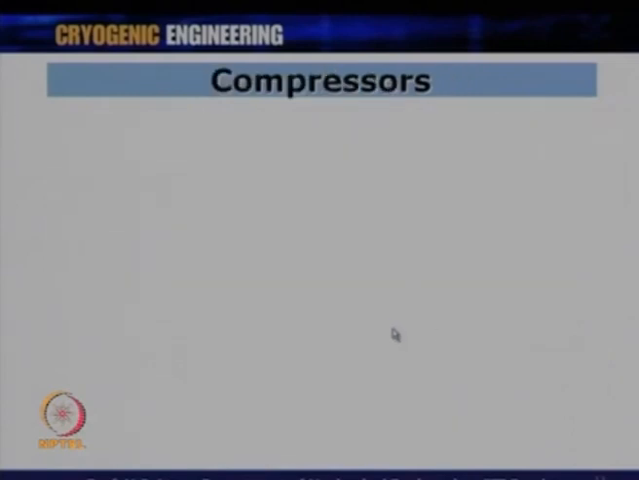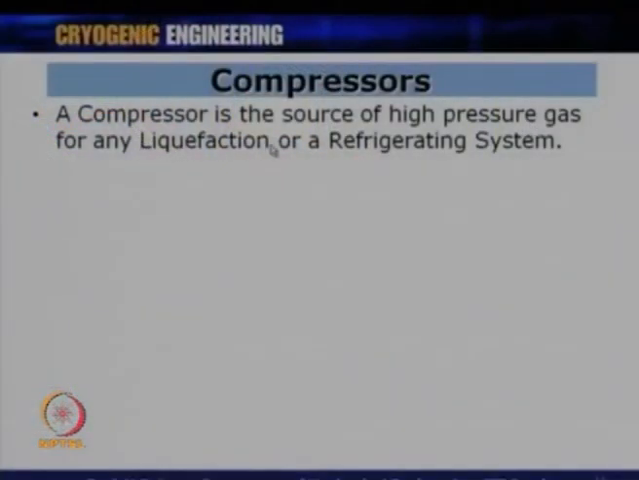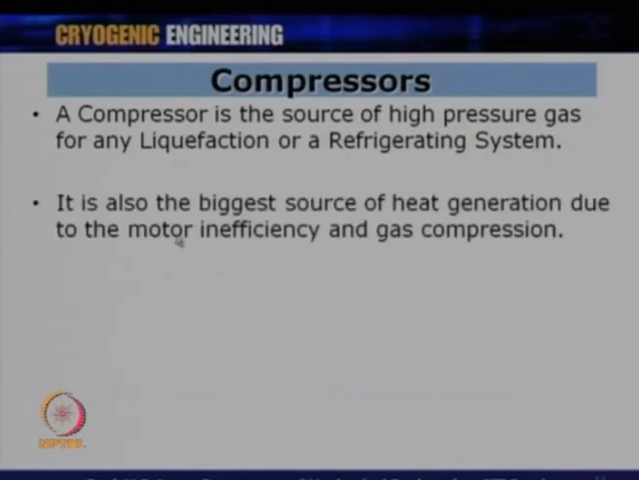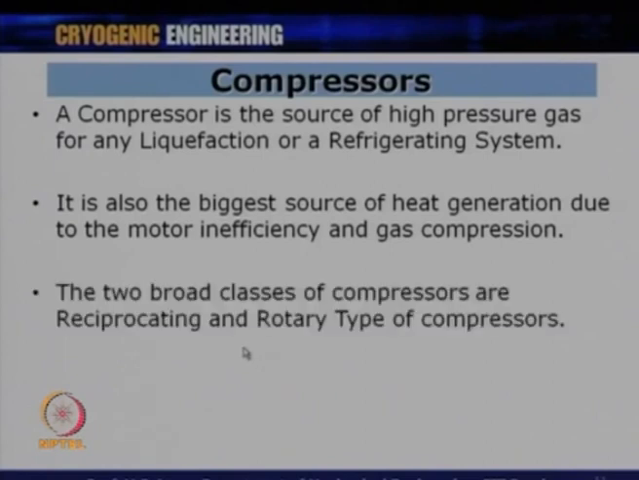Having seen heat exchangers, let us come to compressors. A compressor is a source of high pressure gas for any liquefaction or refrigerating system. So, it is clear to us that a compressor has to be there so that we get high pressure gas. It is also the biggest source of heat generation due to the motor inefficiency and the gas compression. Again, this is known to us that the isothermal efficiency of a compressor is a very important thing. Overall compressor efficiency also is a very important parameter.